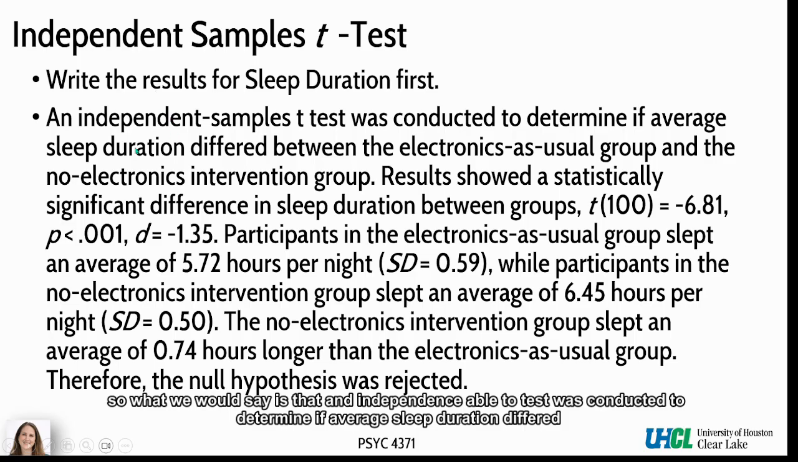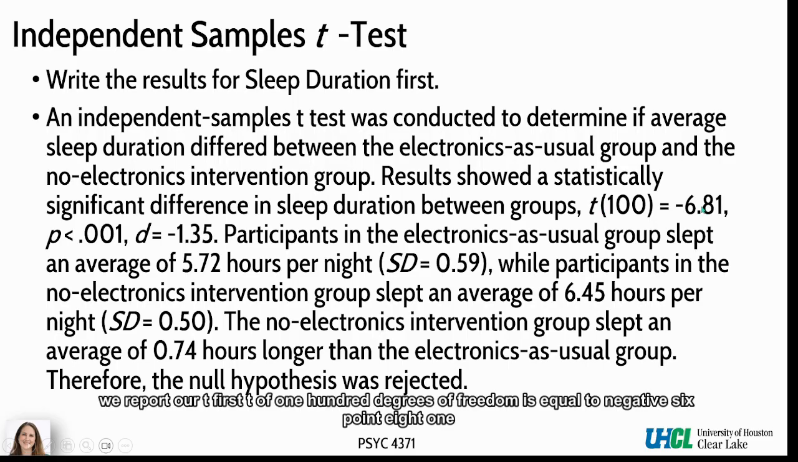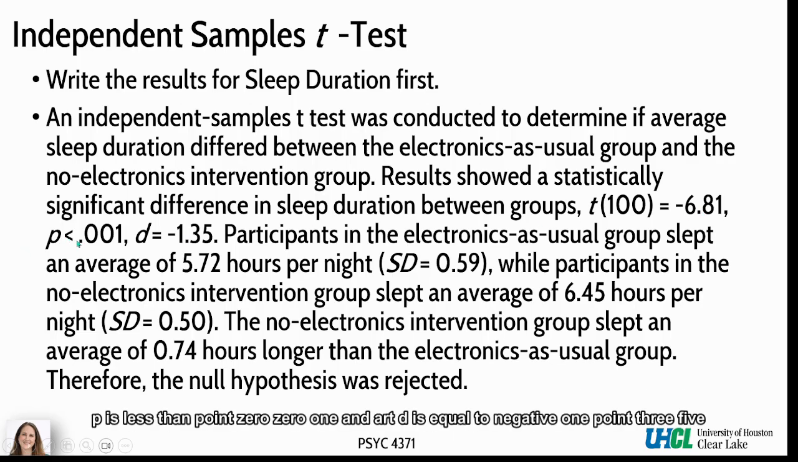So what we would say is that an independent samples t-test was conducted to determine if average sleep duration differed between the electronics as usual group and the no electronics intervention group. Results showed a statistically significant difference in sleep duration. We report our t first. t of 100 degrees of freedom is equal to negative 6.81, p is less than 0.001, and our d is equal to negative 1.35.